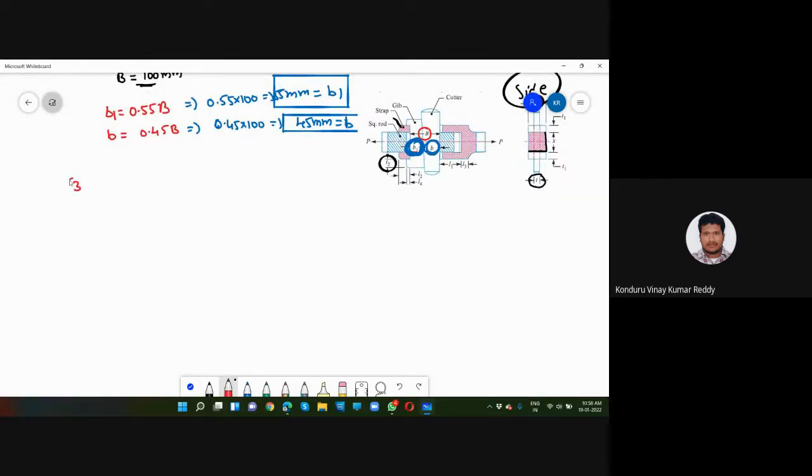The third one is, see here, we have found out T2, we have found out b1, capital B, T and b1. The thing is that we have to find out now the T1 value. T1 value is nothing but the thickness of the strap. This one, the thickness of the strap, this thickness we have to find out. That is the thickness of strap.